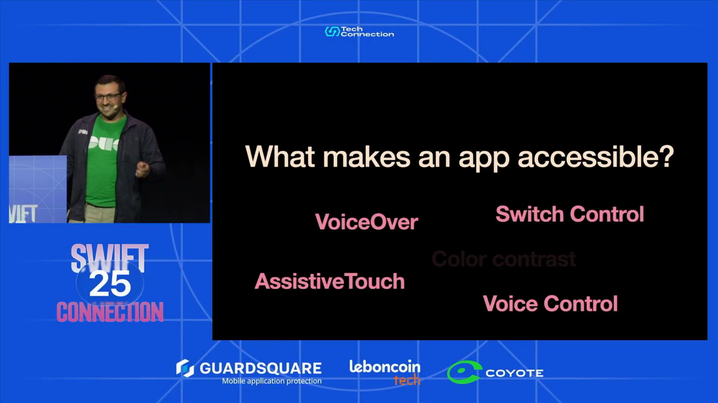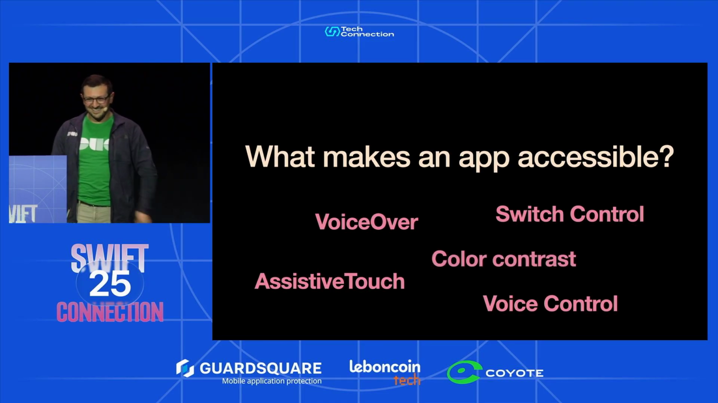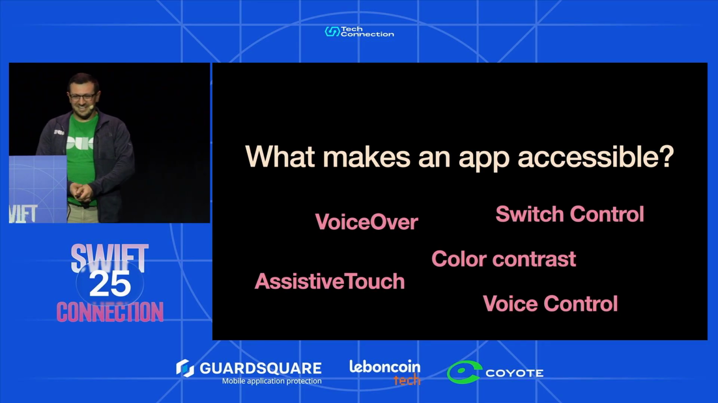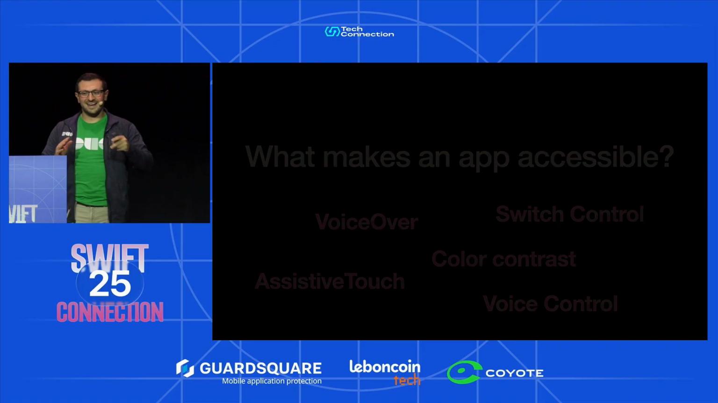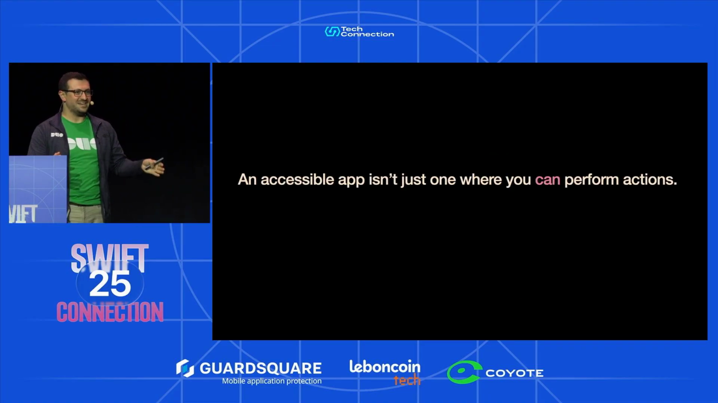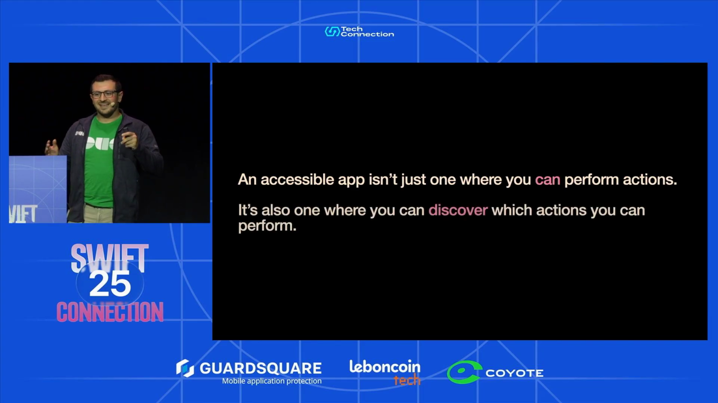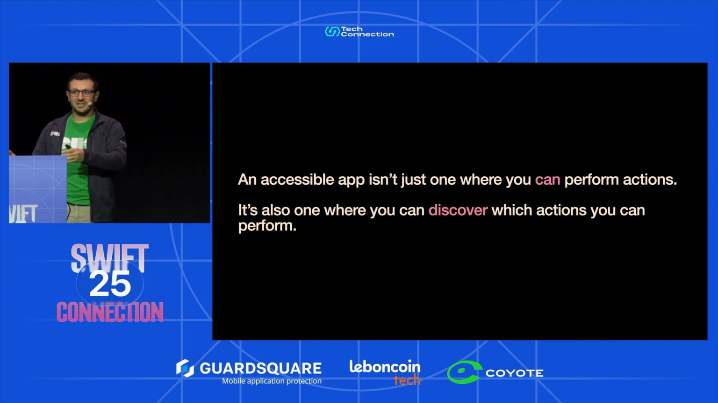I think I may have defeated them in the color contrast department. I'm pretty sure this ratio is worse. That would be a better color contrast. Again, important, not everything. I'm making the case that an accessible app isn't just one where you can perform actions. It is also one where you can discover which actions you can perform. So there's a difference between what something allows you to do, what you actually can do with it, and what you understand that you can do.